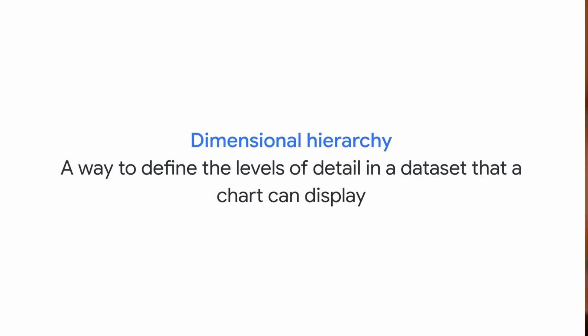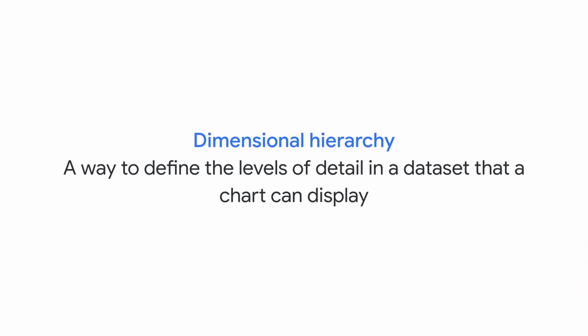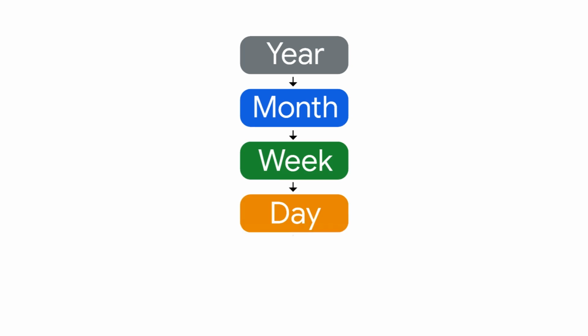But before we dive into how each one works, it's important to understand dimensional hierarchies. A dimensional hierarchy is a way to define the levels of detail in a dataset that a chart can display. For example, a dimensional hierarchy for time might have the following levels: year, month, week, day, hour. Each level in the hierarchy represents a more granular representation of the data. For example, the year level represents the most general level of detail, while the hour level represents the most granular level of detail.